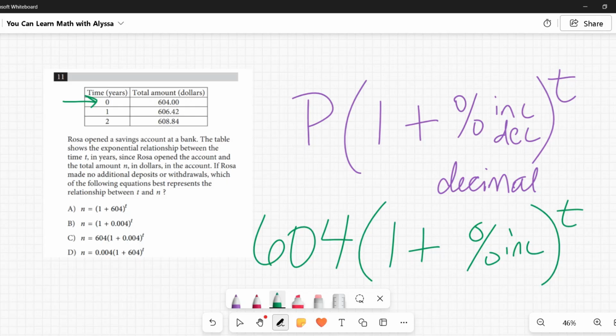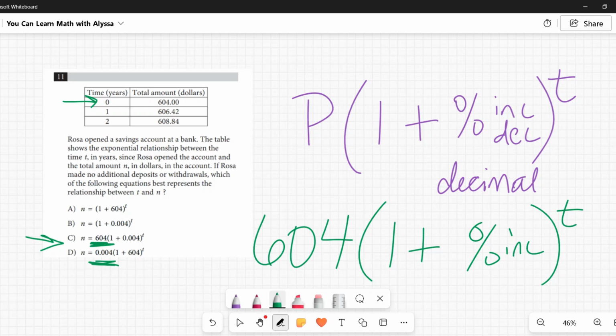Before we go down that rabbit hole of trying to figure that out, look over here at our answers. Do you see how only one of them is even possible? And it's C. C is the only one that has a number out in front to represent the principal, and that number is the correct number. The only other one that has a number in front is D, and it's 0.004. That is not her starting amount.